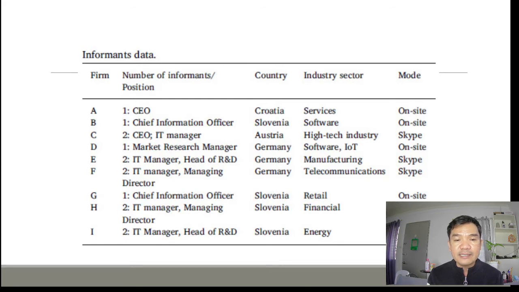They interviewed a CEO, a CIO, a market research manager, an IT manager, a head of research and development, and a managing director, among others. From how many countries? Croatia, Slovenia, Australia, Germany, and from different industry types and sectors. Some interviews were on site, and some were on Skype.